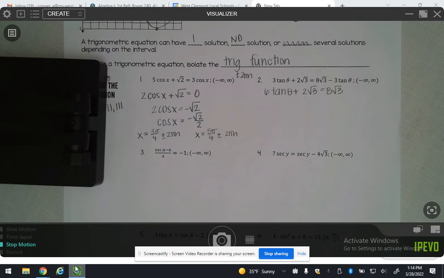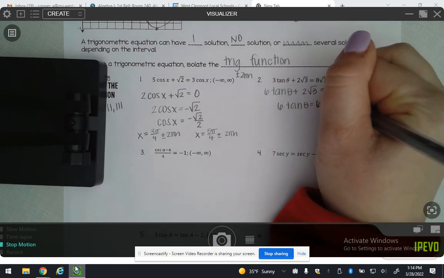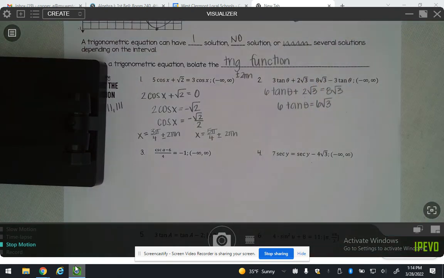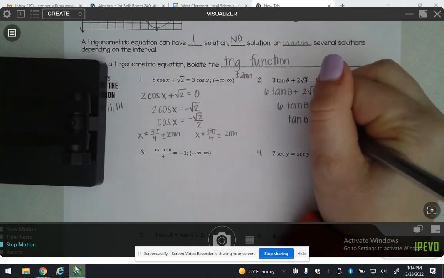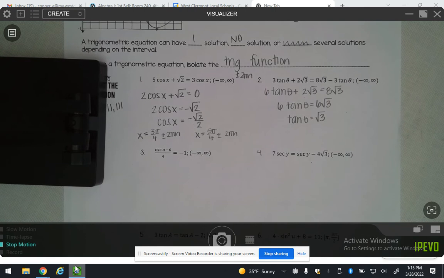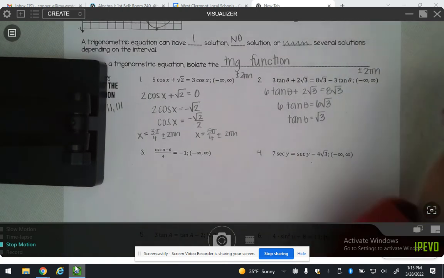Yes? Okay, talk me through it. Subtract the 2 radical 3, so I have 6 tangent of theta equals 6 radical 3. What am I trying to get by itself? Divide by 6. I want the tangent by itself. So the tangent of theta equals radical 3. Okay. Open or closed interval? Open. So I'm going to have that plus or minus 2 pi n on my answers.